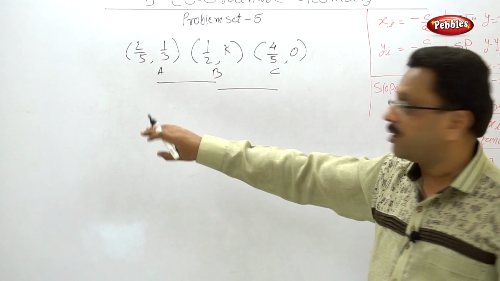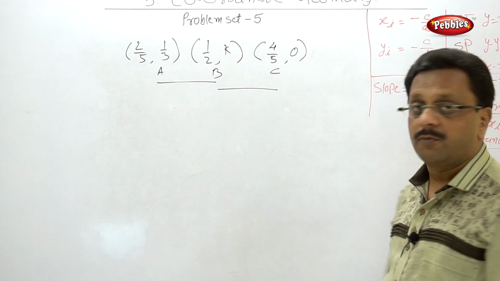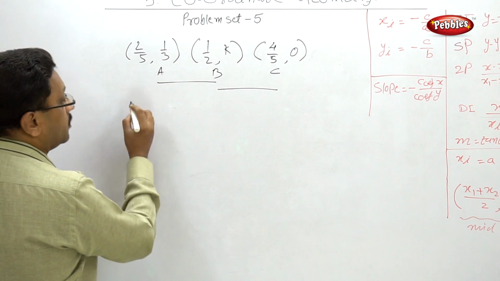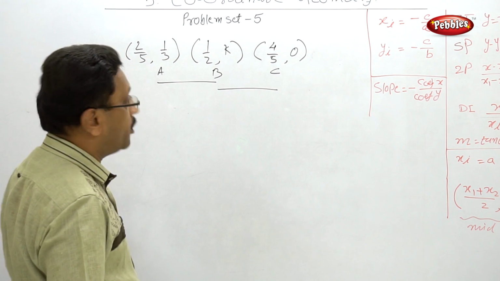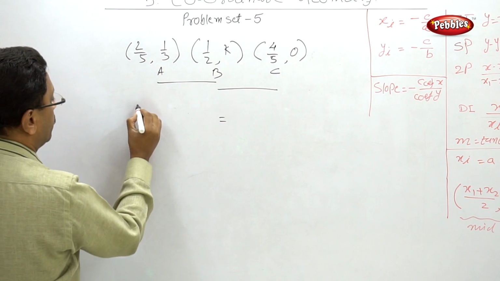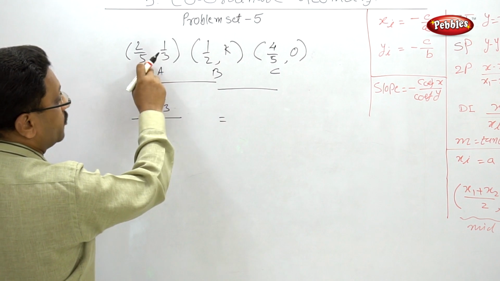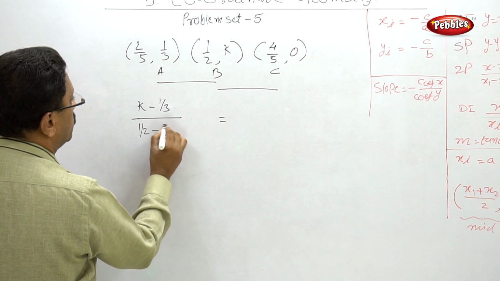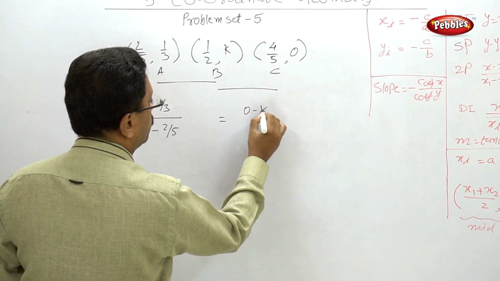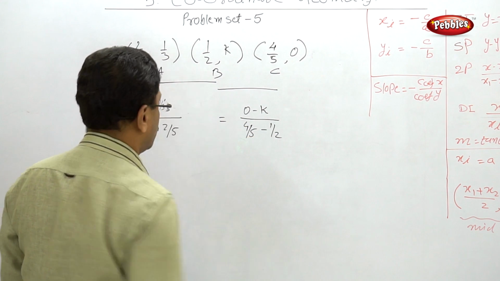Now I am solving this example because there are fractions and many students are lacking in solving fractional problems. Okay, let us solve this. The slope of AB is y2 minus y1 upon x2 minus x1. So we'll equate these two slopes. So y2 minus y1, k minus 1/3, upon x2 minus x1, 1/2 minus 2/5, equal to, again y2 minus y1, 0 minus k, upon 4/5 minus 1/2.